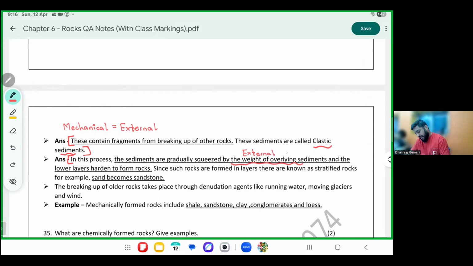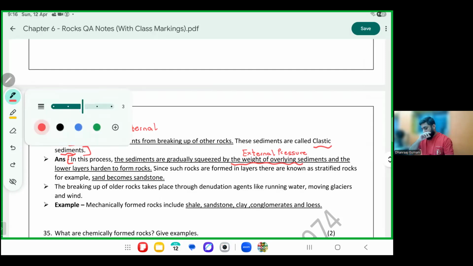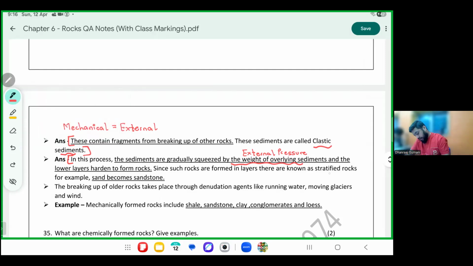External pressure, please write there external pressure. External pressure is known. The sediments get layered, layer by layer by layer, and get squeezed together. Continue marking. Such rocks are formed in layers, hence are also called as stratified rocks.